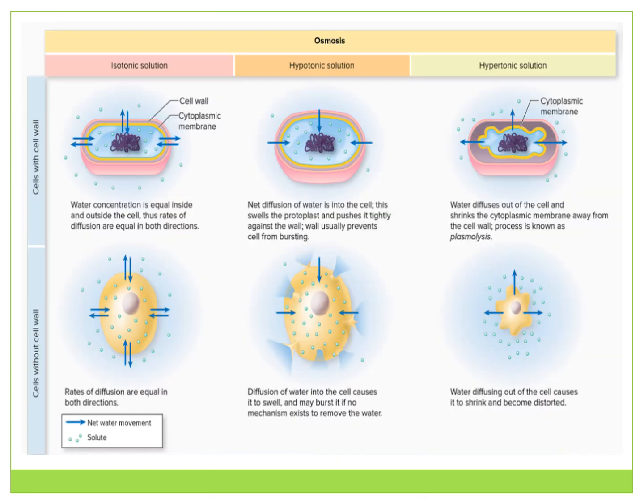This is just a nice review of what's happening to the cell in those different solutions. So in an isotonic solution, again, water's moving in and out of the cell equally. In a hypotonic solution, water is going to move into the cell, causing the cell to swell. In a hypertonic solution, the cell is going to be losing water. Water is going to leave the cell, causing the cell to shrivel or shrink.